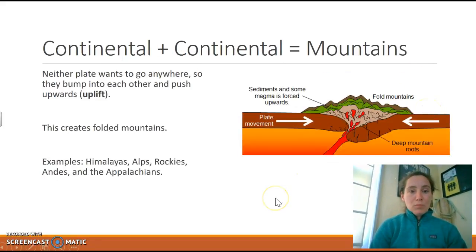If two continental plates run into each other, we end up with mountains, and specifically folded mountains. Neither plate really wants to go anywhere, so they bump into each other and push upwards. Imagine like two cars running into each other. Both front ends are going to get pushed upward, and so the same thing happens with our mountains. So examples of these, the Himalayas, the Alps, the Rockies, the Andes, even the Appalachians are very old folded mountains.